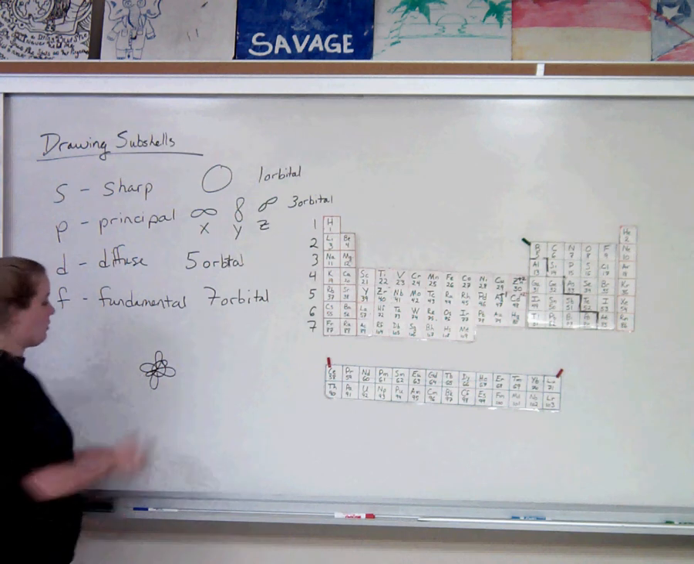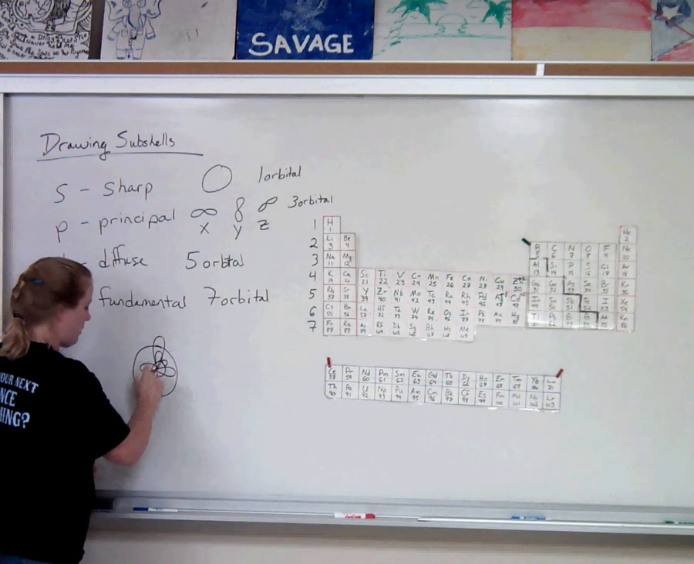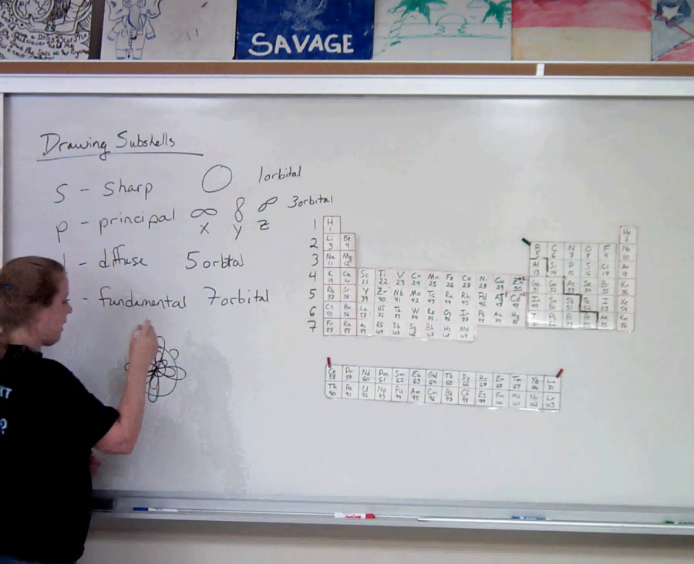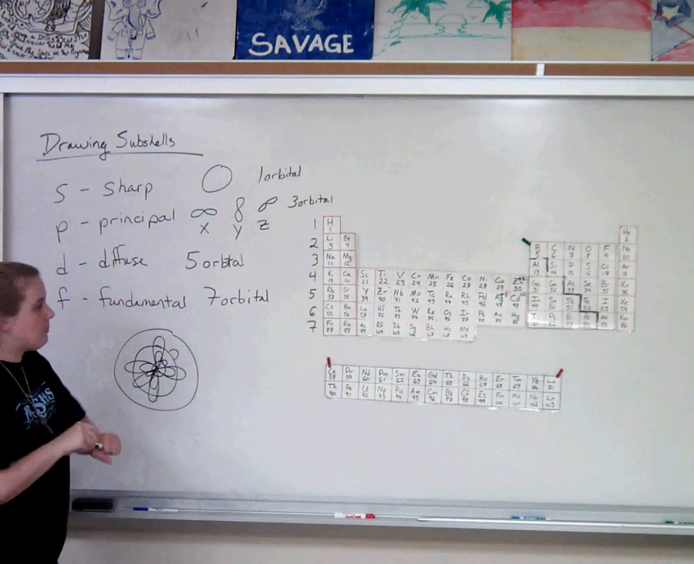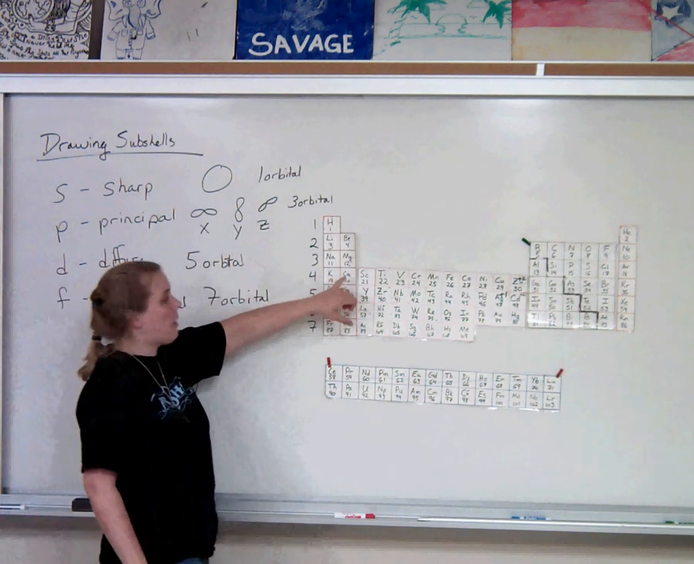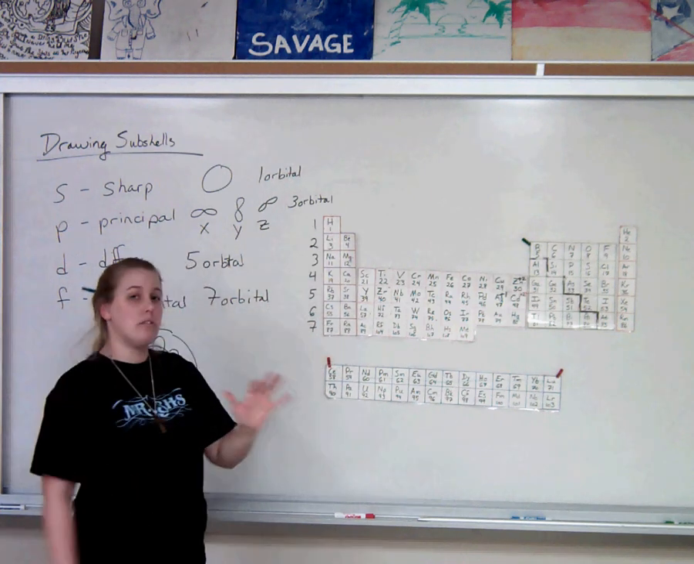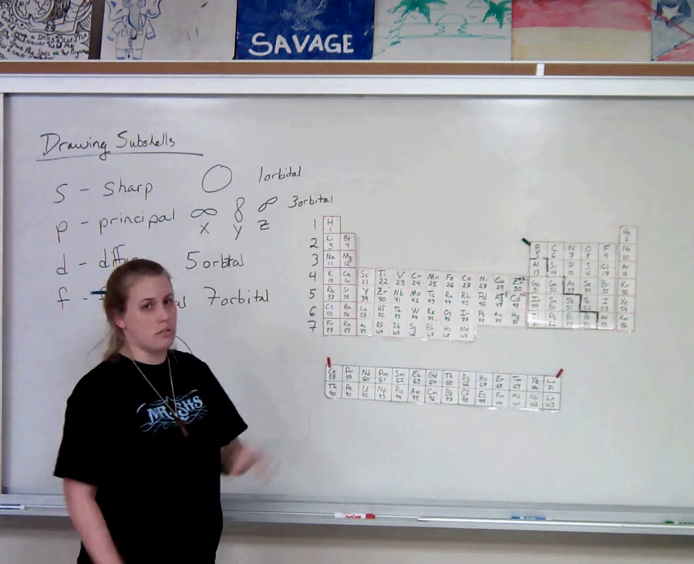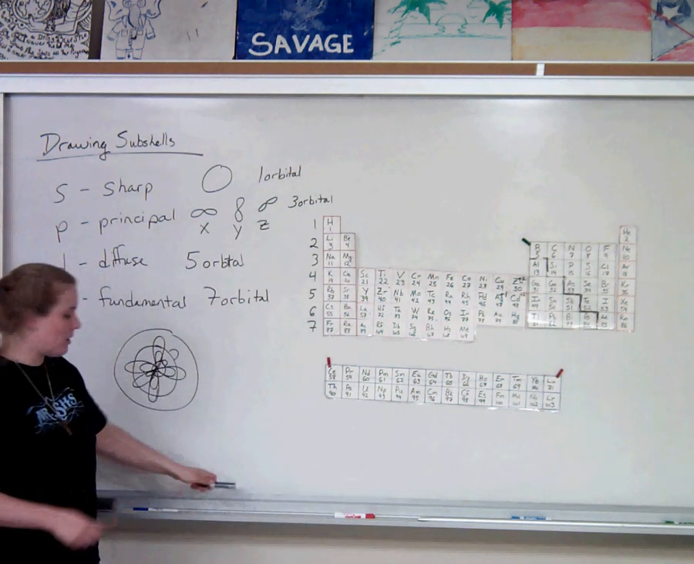If you need to draw another S, you can draw another S around that. You can draw another P around that, in all 3 axes. And you could draw another S around that, and so on and so forth. All of the elements up to calcium contain only S's and P's. I do not expect you to be able to draw D's, and I certainly don't expect you to draw F's. But you have to be able to draw S's and P's like that.